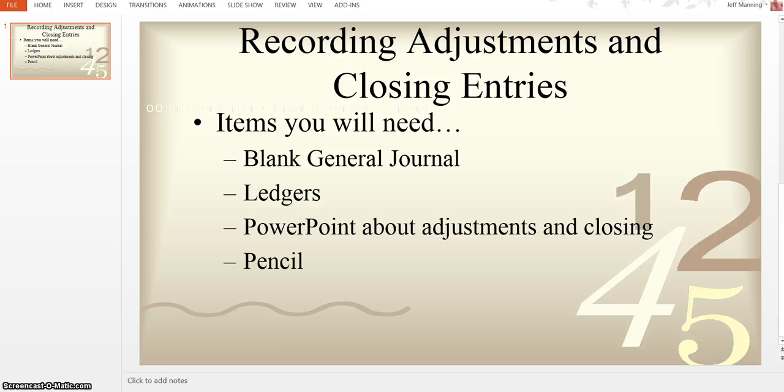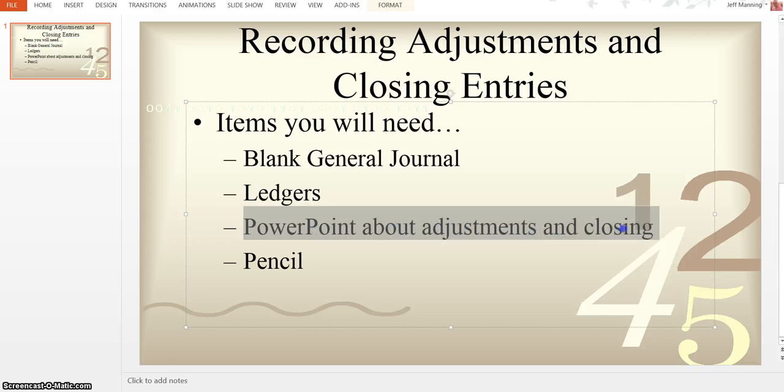But here's what I need you to do. You're going to need the following in front of you before you go any further in this video. I need you to have a blank general journal, your ledgers, and these aren't the blank ones. They should be the ones that already have transactions in it. I would recommend that you have the PowerPoint about adjustments and closing that I have posted on Edmodo for you. And then you're also going to need a pencil. So why don't you go ahead and pause the video and get all of those things together. And then as soon as you're ready, you can start the video, and we're going to talk about how to record adjustments.